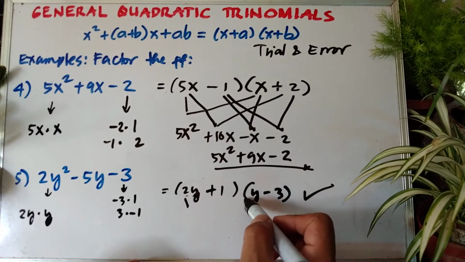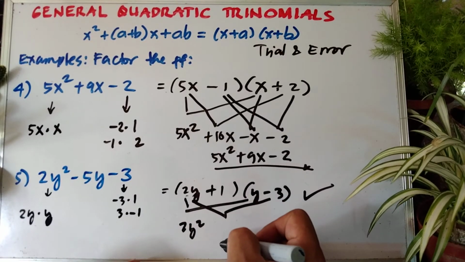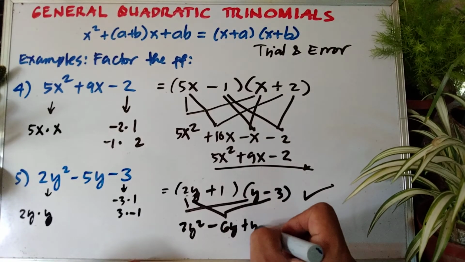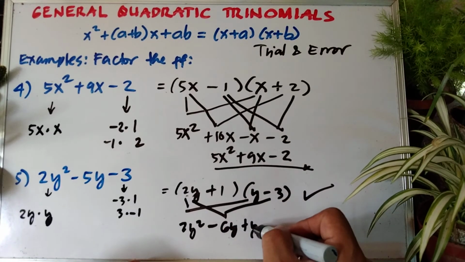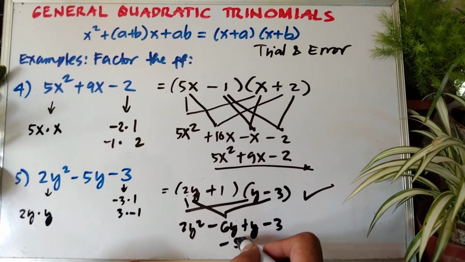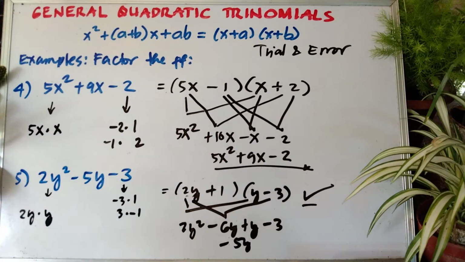Because if we check, 2 times y, you have 2y squared. 2y times negative 3, negative 6y. 1 times y, so plus y. 1 times negative 3 is negative 3. Negative 6 plus 1 is negative 5y. And this is correct. Okay? This is the correct factor.